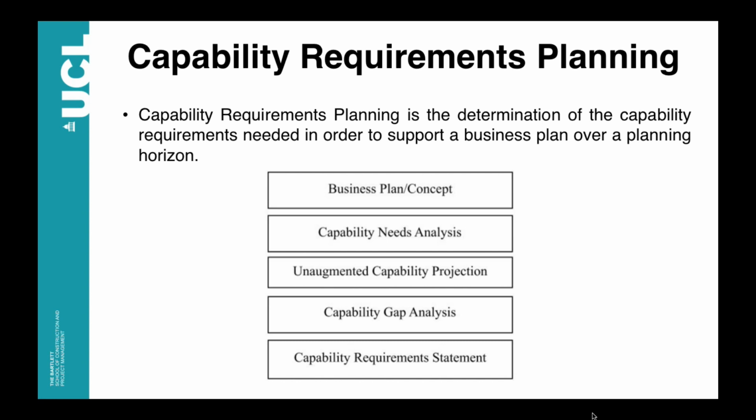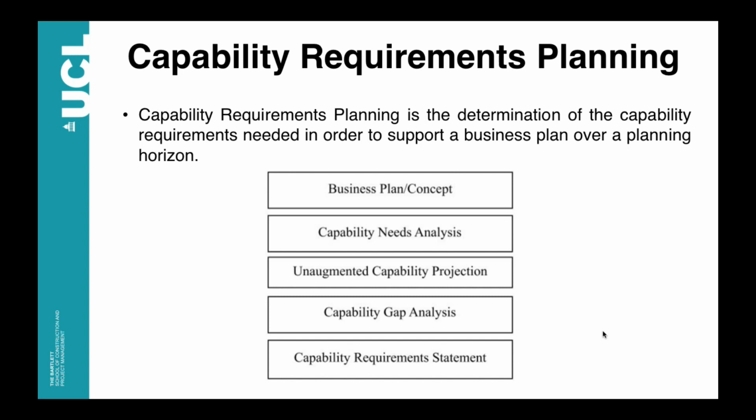The capability requirements planning is the determination of the capability requirement needed in order to support a business plan over a planning horizon. These figures indicate the steps in capability requirements planning. Capability requirements planning starts with a business plan and proceeds into a needs analysis.